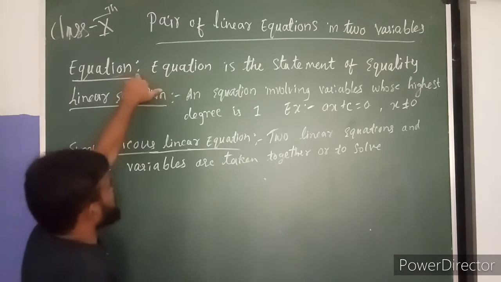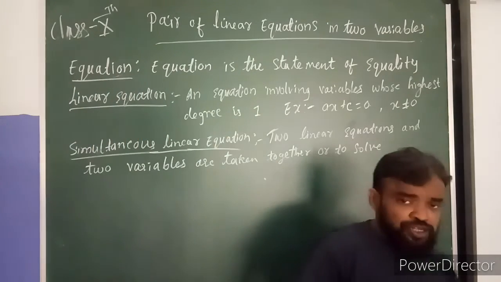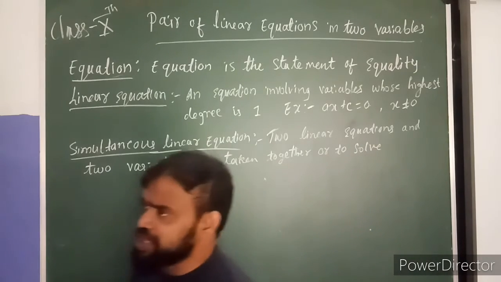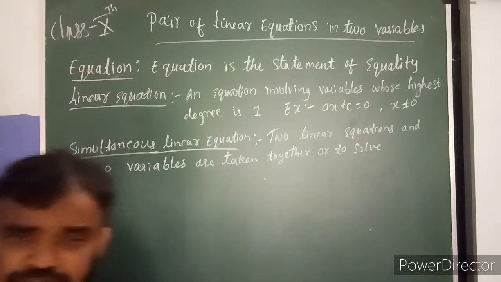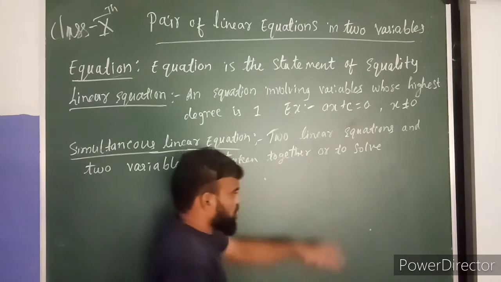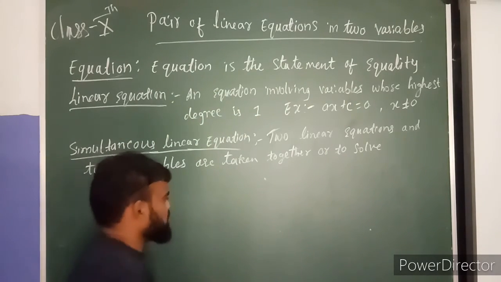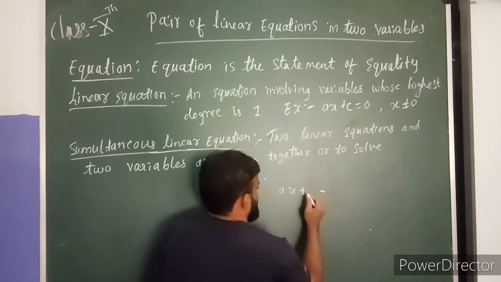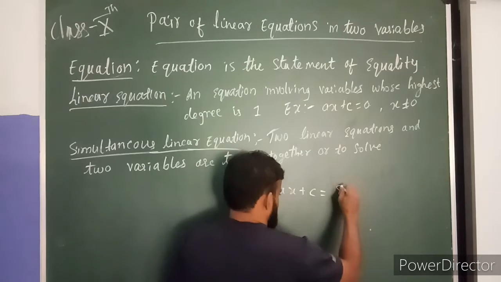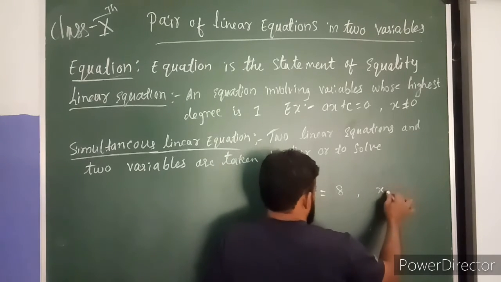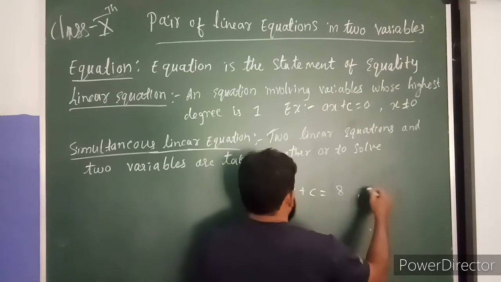So what do you mean by equation? First of all, you have been studying in the 7th standard, 8th standard, 9th standard. Can you explain to me, what do you mean by equation? An equation is a statement of equality. For example, we have to balance the LHS and the RHS. For example, assume ax plus c is equal to something.